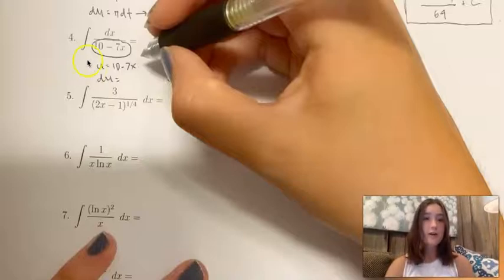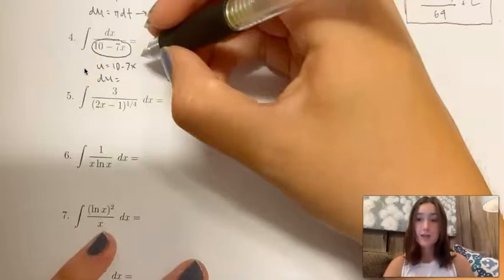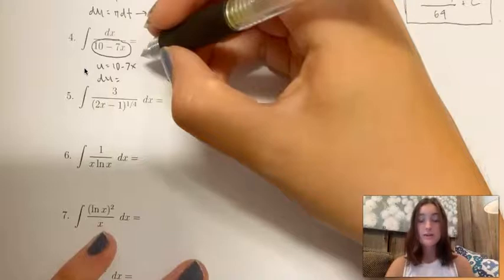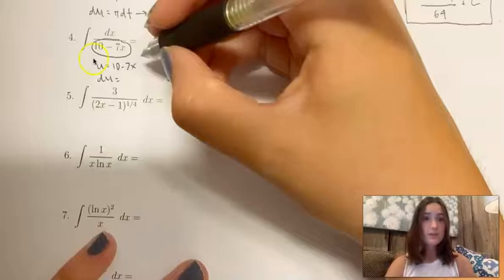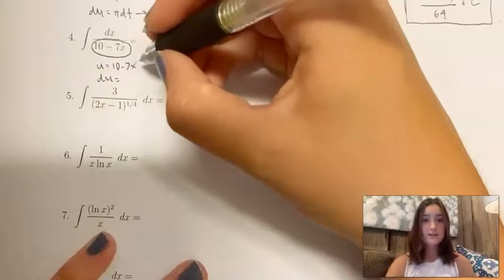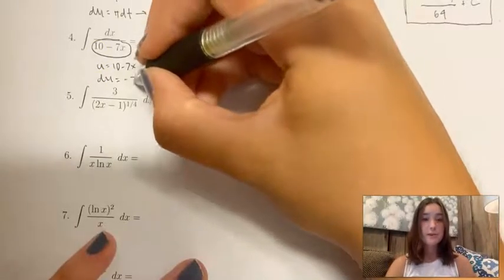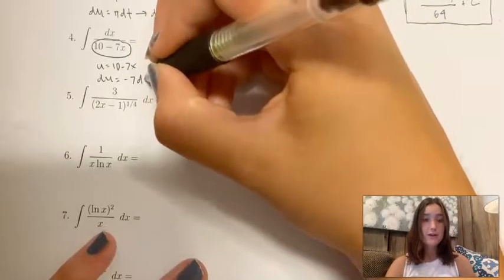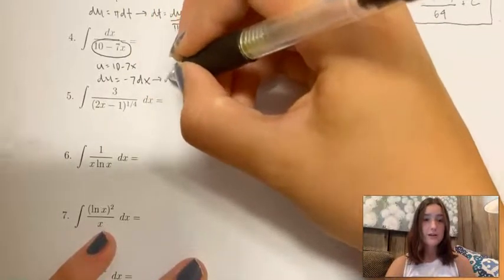A lot of the times you have things cancel out because your whole purpose of this is changing a really complicated integral to a really simple one. So if the u that you chose is just making things a lot more complicated for you, then you want to try something different. So in this case, we've got 10 minus 7x as our u. Our du is going to be negative 7 dx. And we're going to isolate that dx.